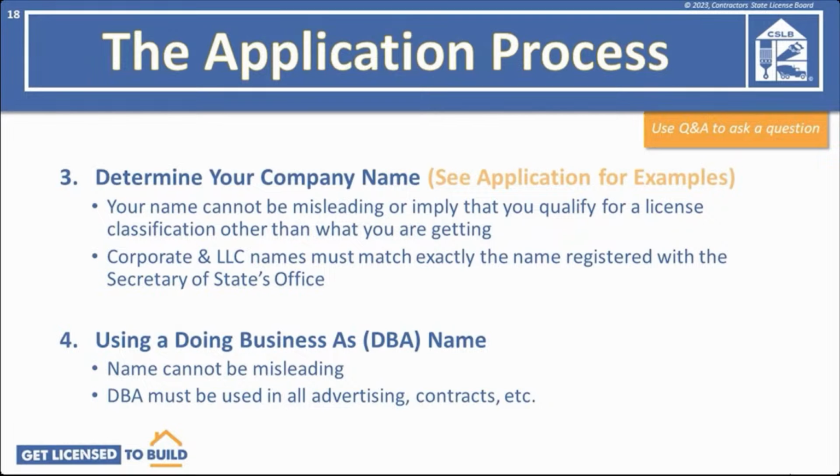Some things to keep in mind. Your name cannot be misleading or imply that you qualify for a license classification other than what you're getting. For example, if you're going to apply for a C36 plumbing license, you cannot have a company of John Smith Plumbing Construction, Heating and Drywall. Corporate and LLC names must match exactly the name registered with the California Secretary of State's office. You can also use what is called a DBA, which stands for Doing Business As. The main things to remember here is the DBA name cannot be misleading, and you must use that name in all advertising and on all your contracts.